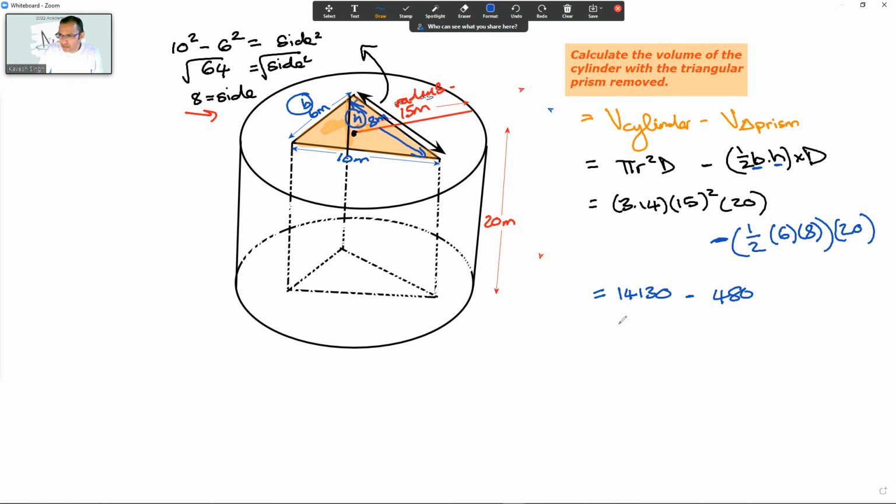And that's the number that I was looking for. Okay. That's the number I was looking for. So 14,130 minus 480 will come to 13,650 meters cubed. All right, because remember, this is volume of the cylinder minus volume of the prism.